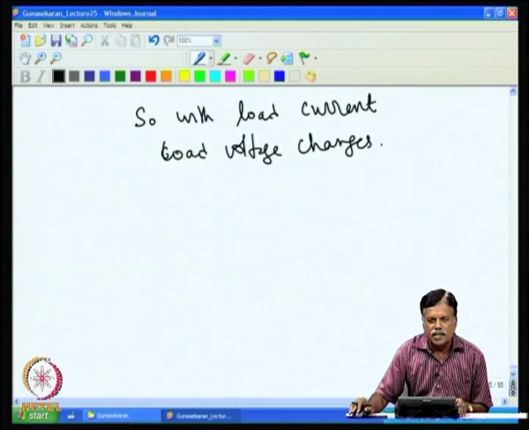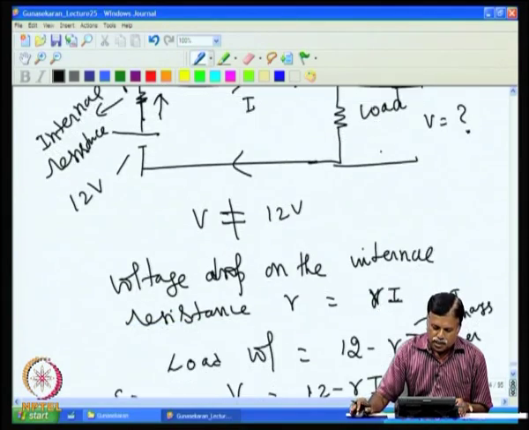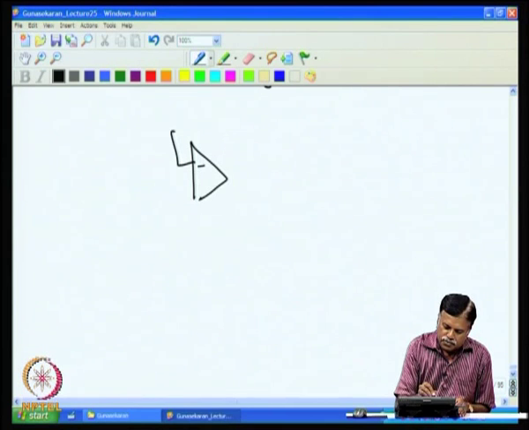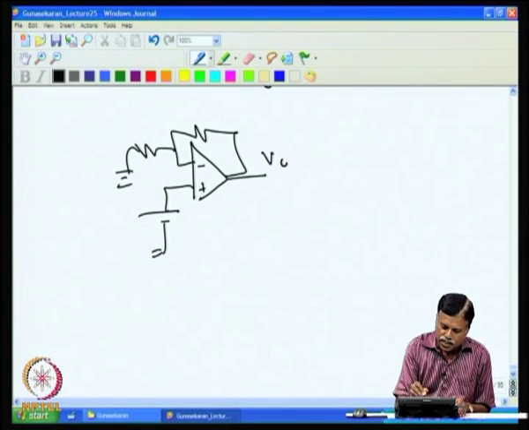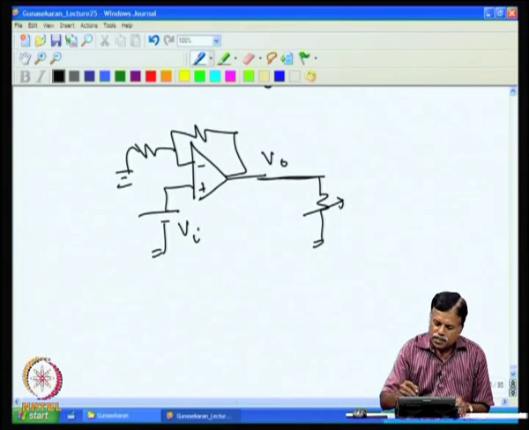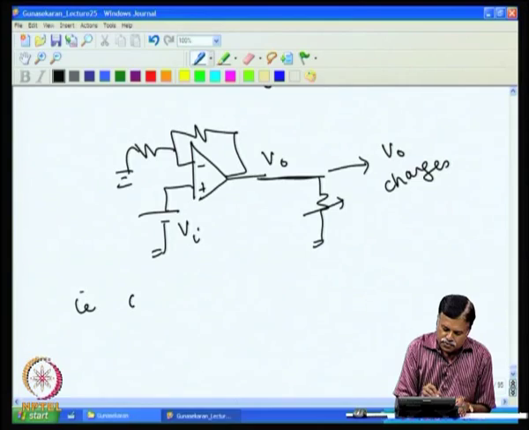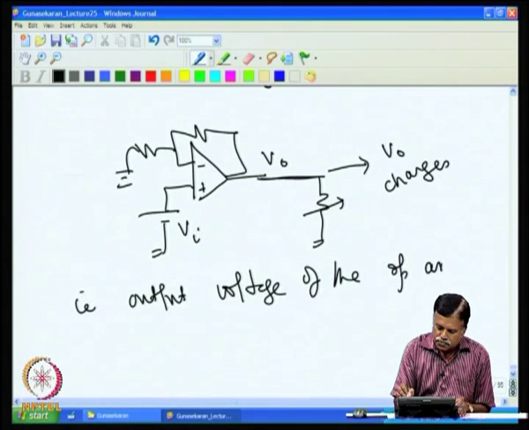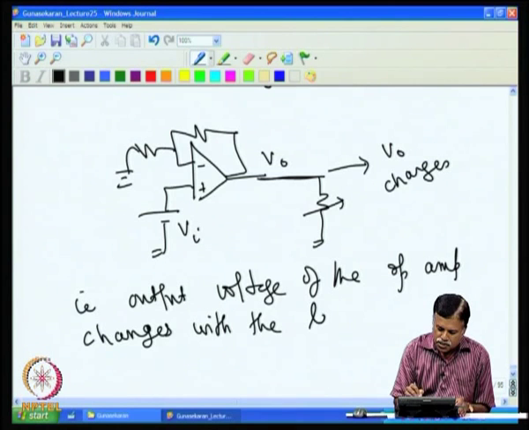In this case, we have taken a battery, and r is its internal resistance. Now, this is true for any source, not only for the battery. For example, if I take an operational amplifier and give some input voltage here, I get the output voltage V0 here. If I change the load here, this output voltage V0 changes. That is, the output voltage of the op amp changes with the load resistance.